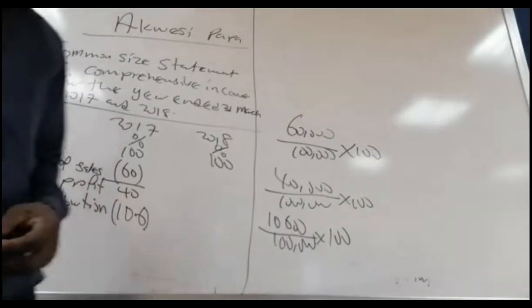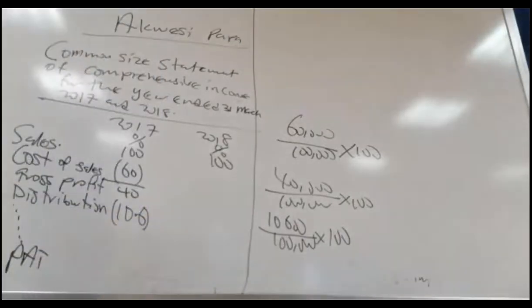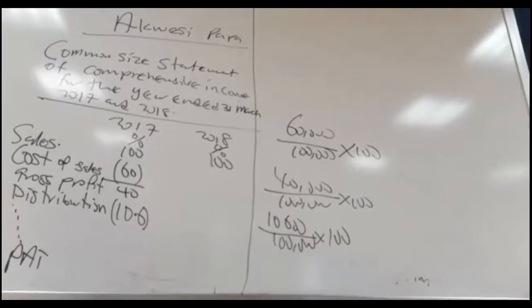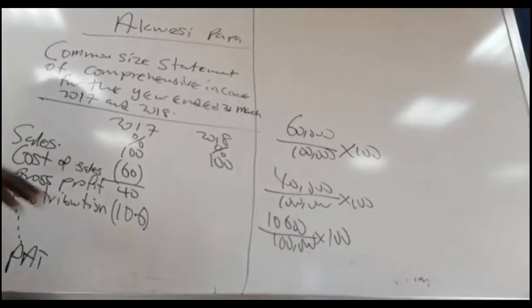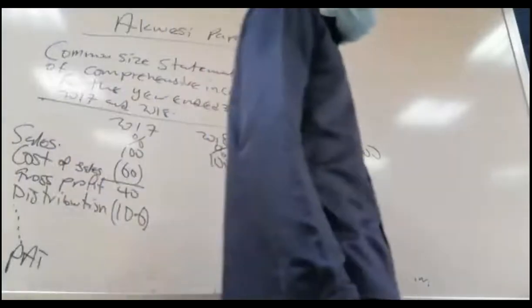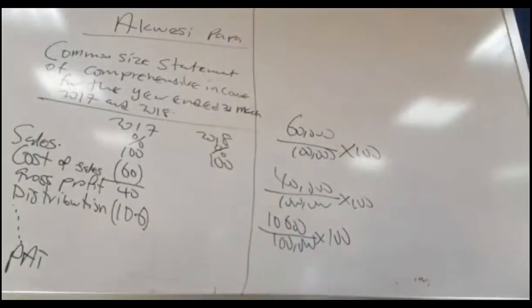Dividend will not be part. Dividend is not part of what? Comprehensive income. So you should not add dividend. You end at profit after tax. However, if you are doing trend analysis, then the dividend will be part. So you end at profit after tax.